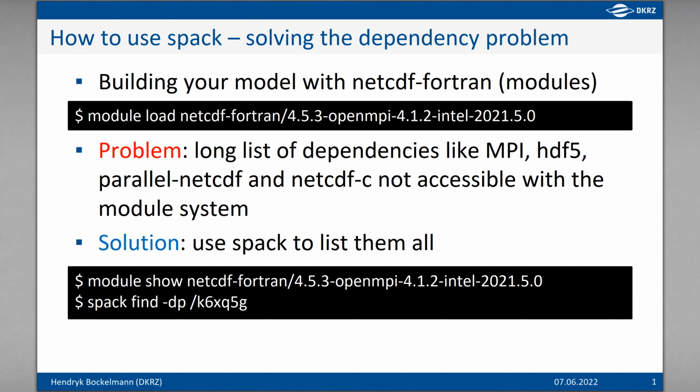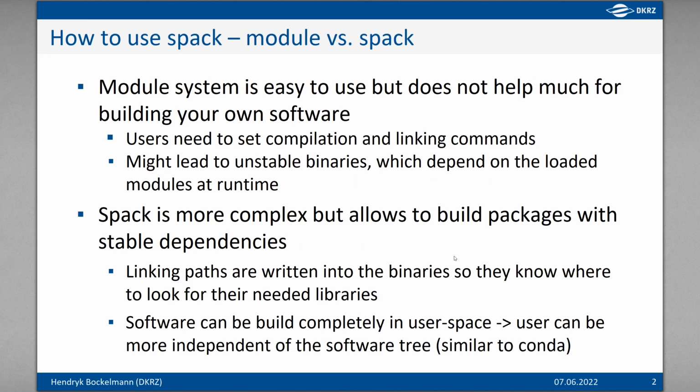And if you then query Spack find -dp for dependencies on that magic hash, you will immediately see all the dependencies that you need to link to your program. So this is one of the good things about Spack. The other one, okay, here's an overview. So the module system is very easy to use, but it often doesn't help so much in building your software. This is where Spack gives you much more information, and it also turns absolute paths into your binaries, which makes them much more reliable than a kind of volatile module environment.